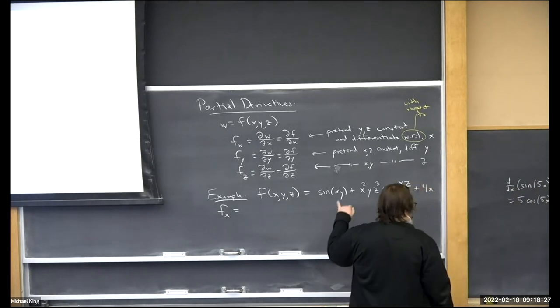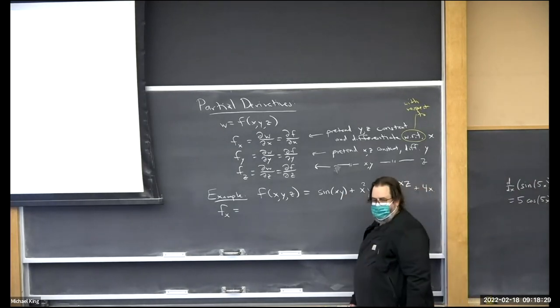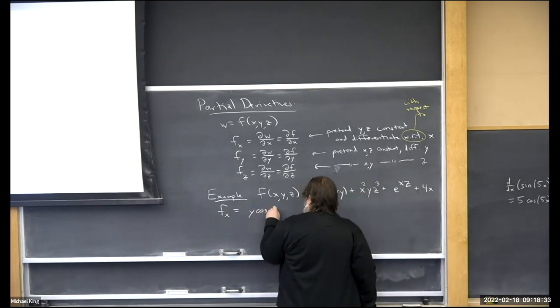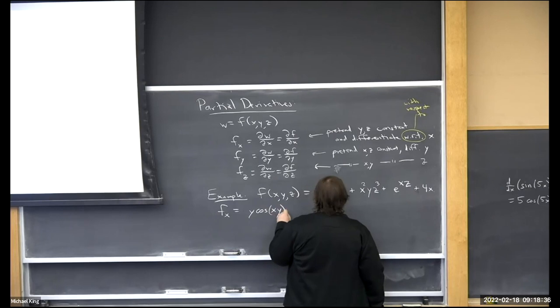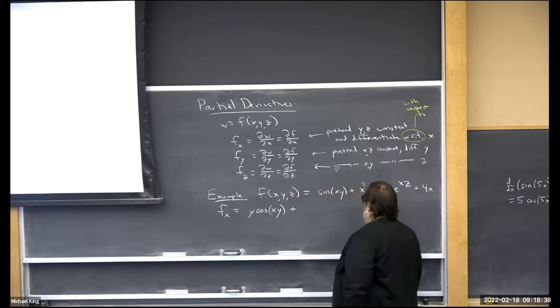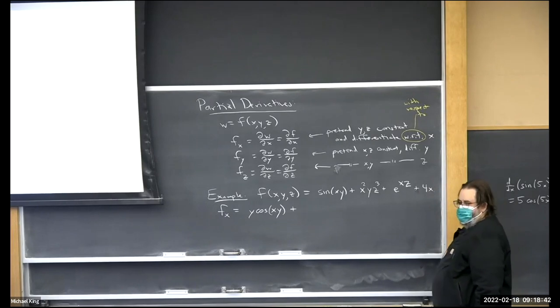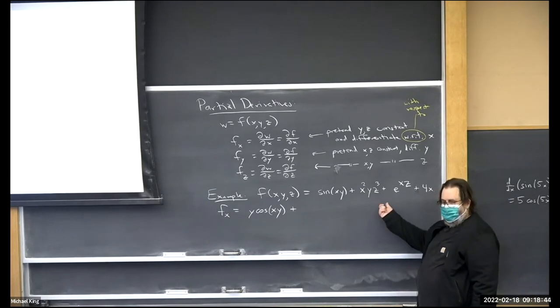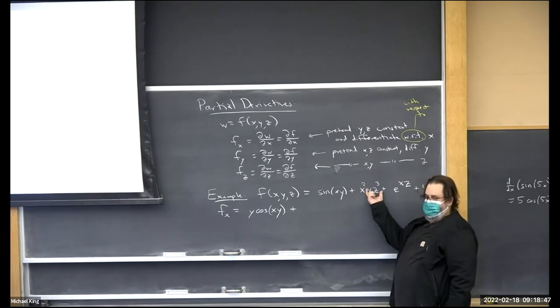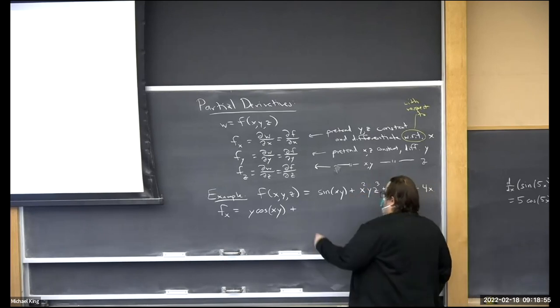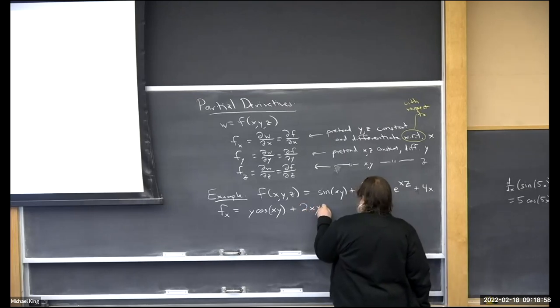So what does that mean here? We get y cosine xy, plus, we're just treating y and z as constants, right? We were doing some of this last time. This whole thing becomes constant, so it just sits there. So the x squared just becomes 2x. So it's plus 2x y z cubed.